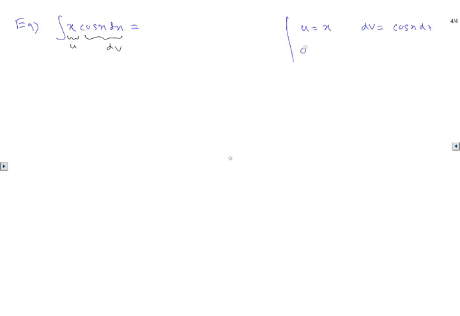Take the derivative, so du equals dx. Take the integral, so the integral of cosine is sine x. Yeah, good. So we have all the four things here. So let's substitute.